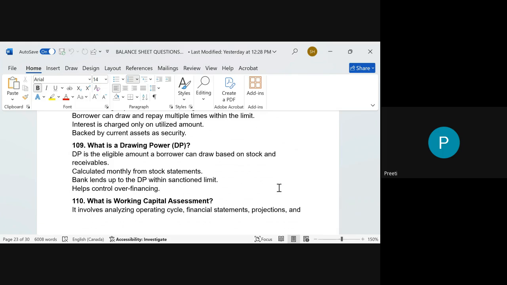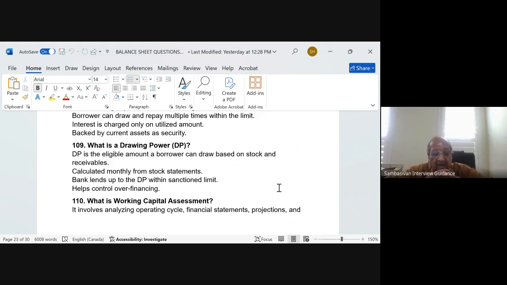Continue. What is drawing power? DP is the eligible amount a borrower can draw based on stock and receivables. Calculated monthly from stock statements, bank lends up to the DP within sanctioned limit, helps control over financing. Yeah, this one I have to explain. Supposing the total limit sanction for the company is, let us say, we will talk in lakhs, it is 200 lakhs. The limit sanction is 200 lakhs.